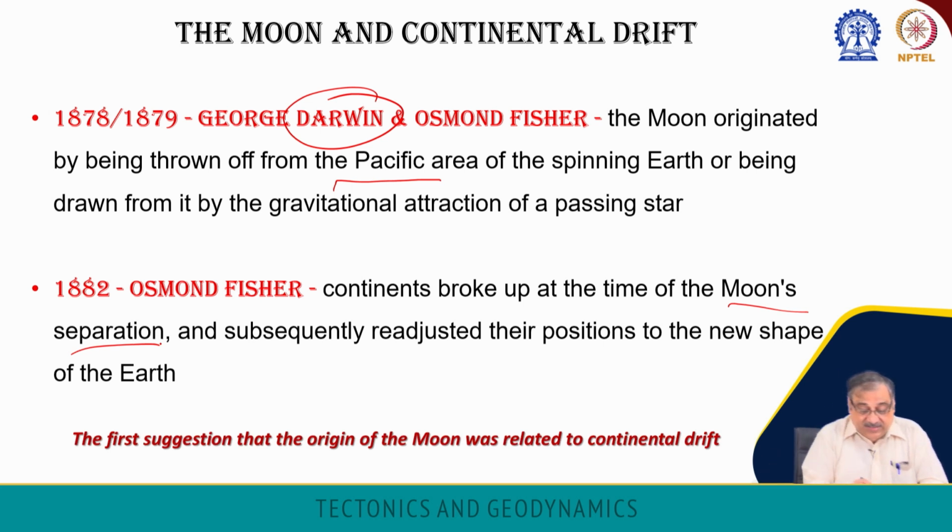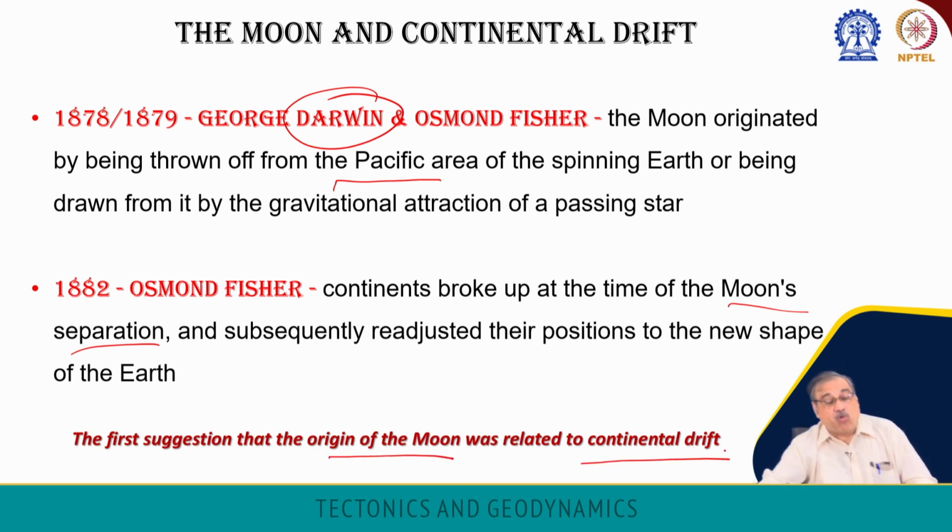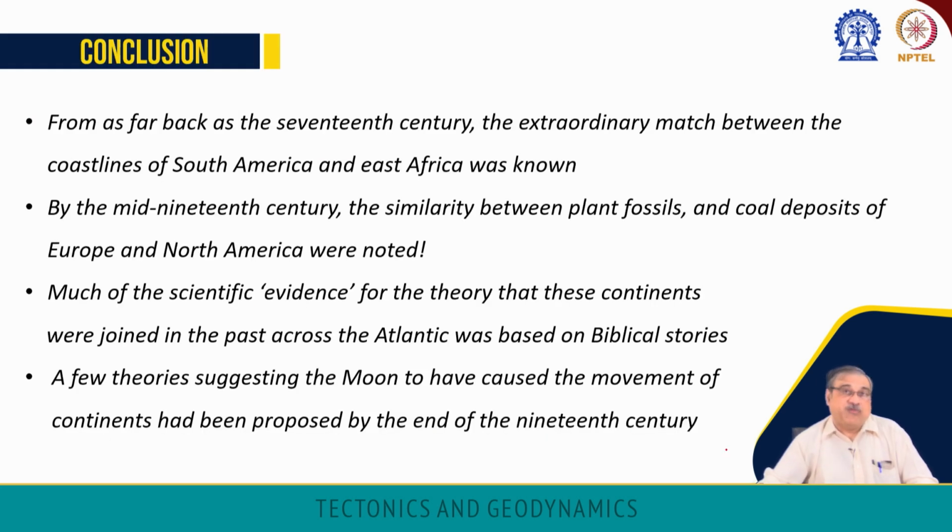So this was the first suggestion that the origin of the moon was related to what we now call continental drift, or the movements of the continents. So now we're at the end of the 19th century. So let's just put all this information together. What does it tell us?